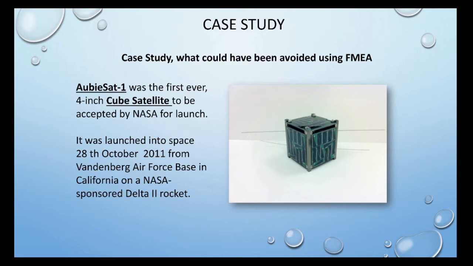Then we are going to discuss a case study related to FMEA for a better understanding of what we mean by FMEA, what it supports, and what lessons you can learn from FMEA practices. It's a case study from NASA. They thought of launching a cube satellite. Certain failure modes were analyzed, then they remodeled and launched the satellite. The name is Abisat 1, the first ever 4-inch cube satellite to be accepted by NASA for launch. It was launched into space on 28 October 2011 from Vandenberg Air Force Base in California on a NASA-sponsored Delta II rocket.